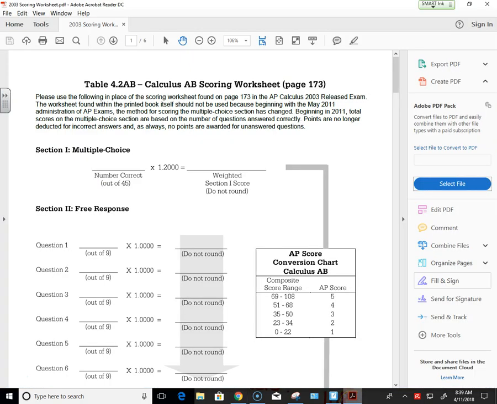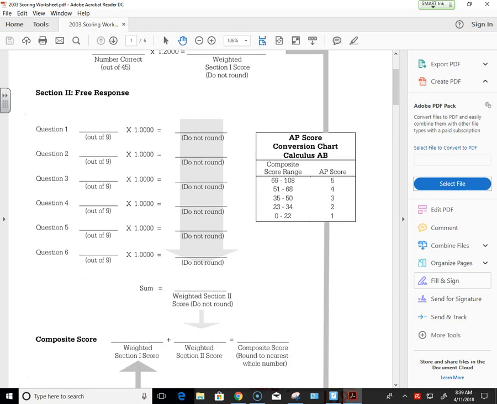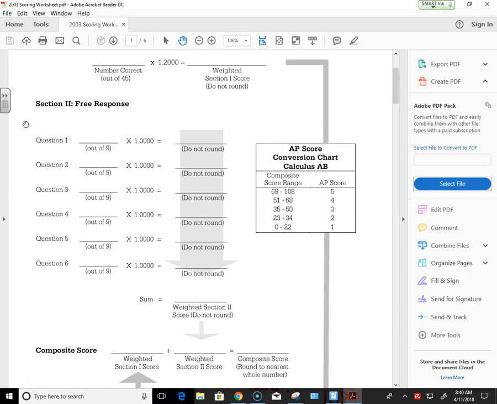You guys have raw scores, right? For the year 2003, figure out where your raw score falls. If you had between a 69 and a 108, careful, a 68.75 doesn't round up. Nothing rounds up. Every now and then you might get a decimal. But if you had a 69 or above, you had a 5.